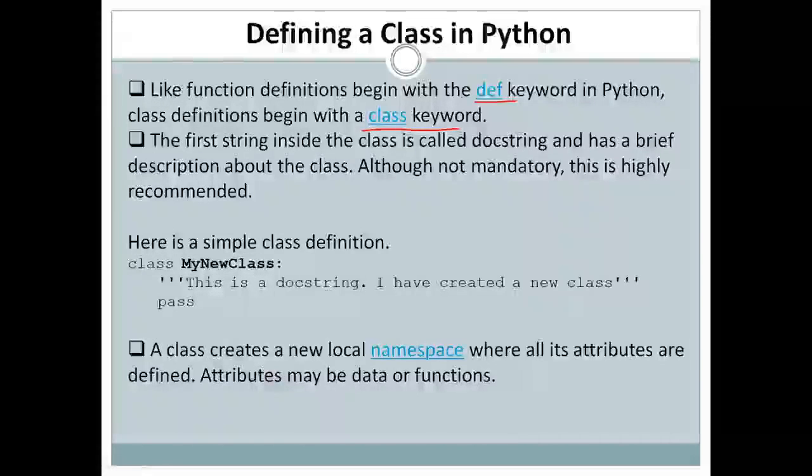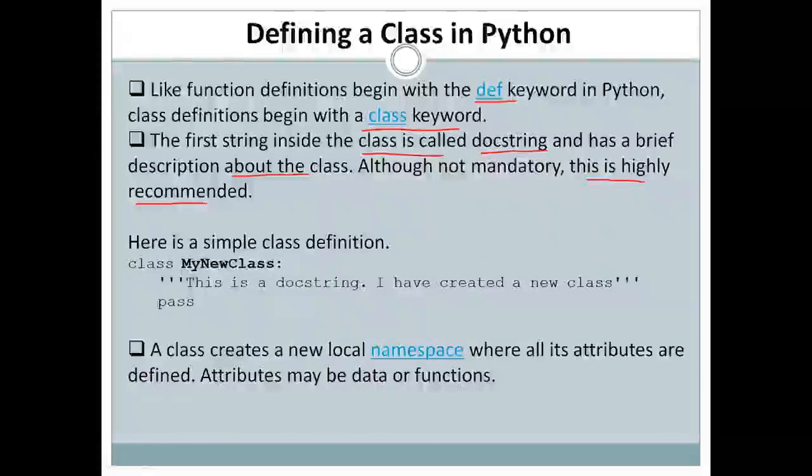The first string inside the class is the docstring. We have studied docstrings with respect to functions. Functions can include a docstring, which gives information about what the function can do. In a similar way, we can include docstrings in classes, which simply give a brief description about the class, what the class can do. Although not mandatory, this is highly recommended. It is not mandatory to include a docstring in every class, but it is recommended.